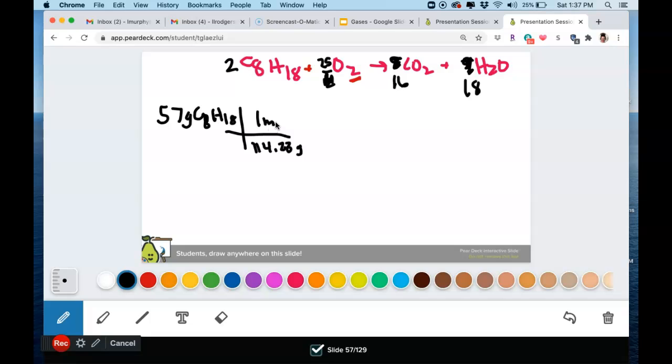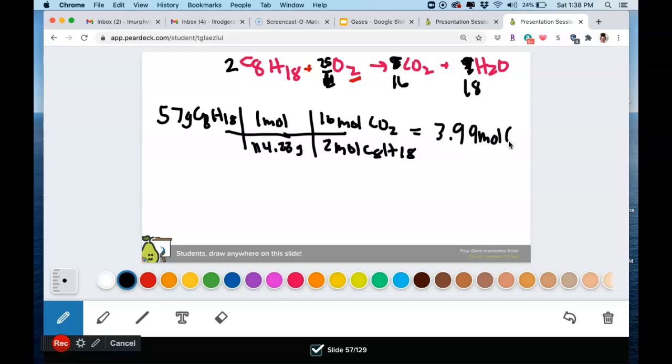Grams for every 1 mole of octane. And then for every 2 moles of octane, there are 16 moles, and you can write this as 8 over 1 if you want, it doesn't matter, 16 moles of carbon dioxide. All right, so now we have moles of carbon dioxide. So 57.4.23 is 3.99 something moles of CO2.